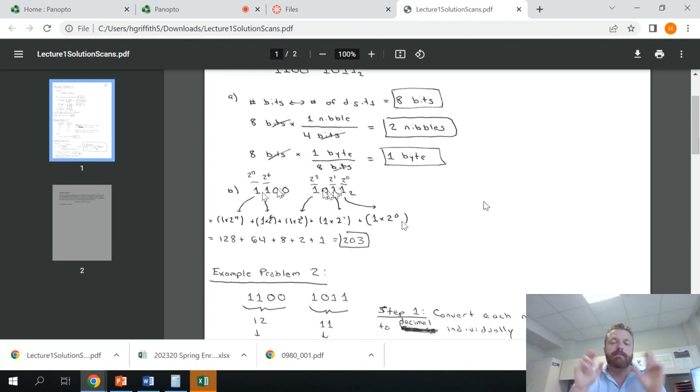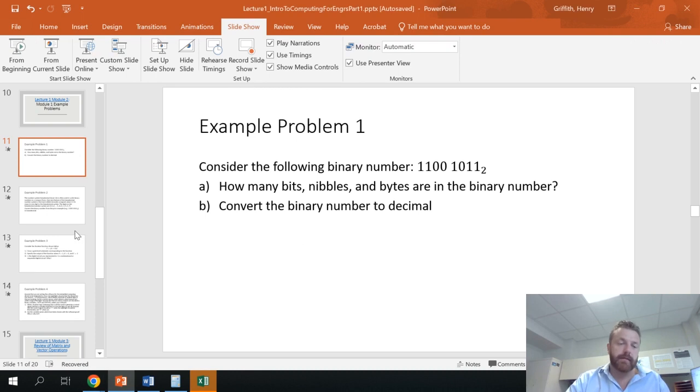So you notice since the only bits that are on are the bit in the 2 to the 7th or the 128th place, 2 to the 6th or 64th place, 2 to the 3rd or 8th place, 2 to the 1st or 2nd place, and 2 to the 0th or 1 place. Really, to do that conversion, I'm just adding up 128 plus 64 plus 8 plus 2 plus 1. And if you do that, you will get 203, and that is the equivalent decimal number there.